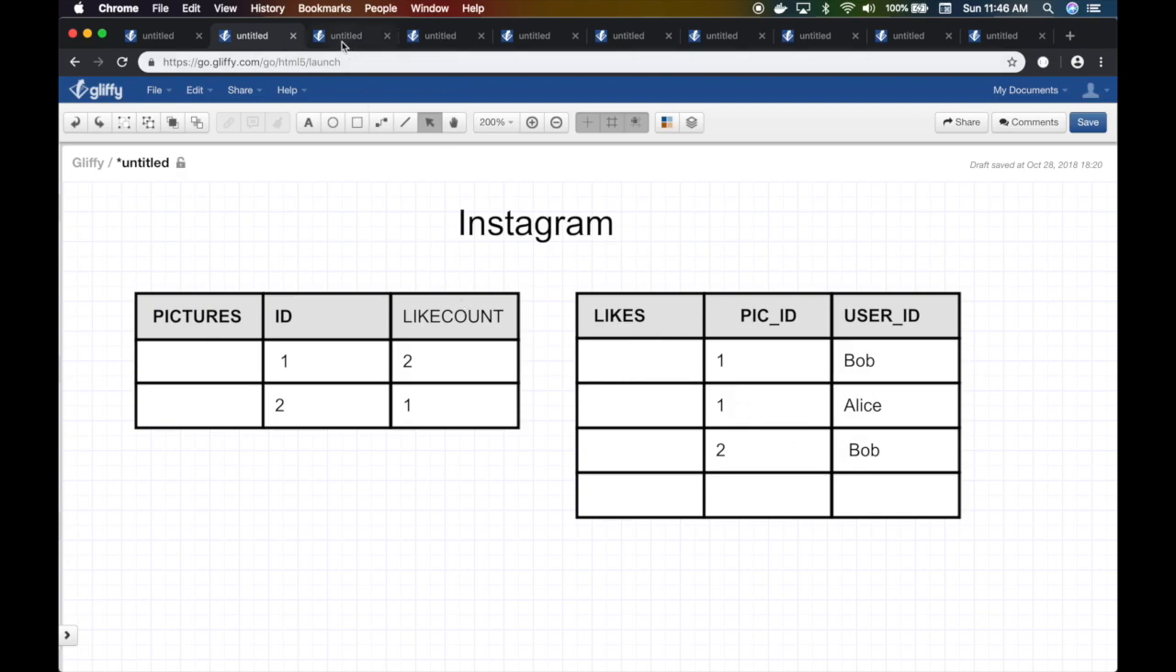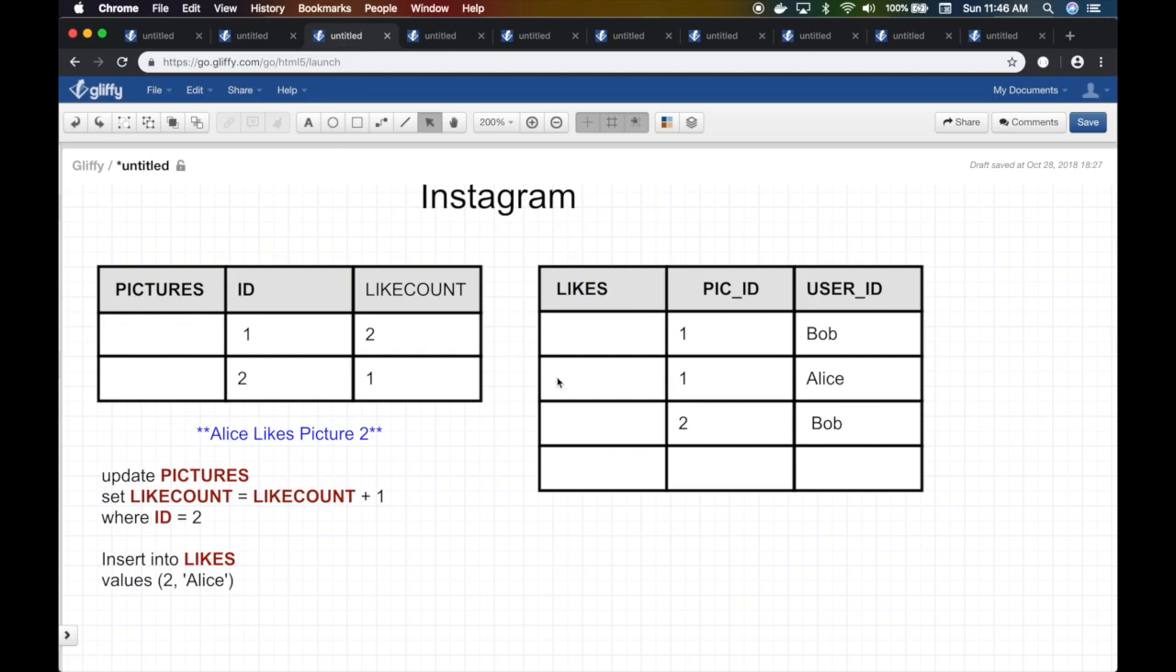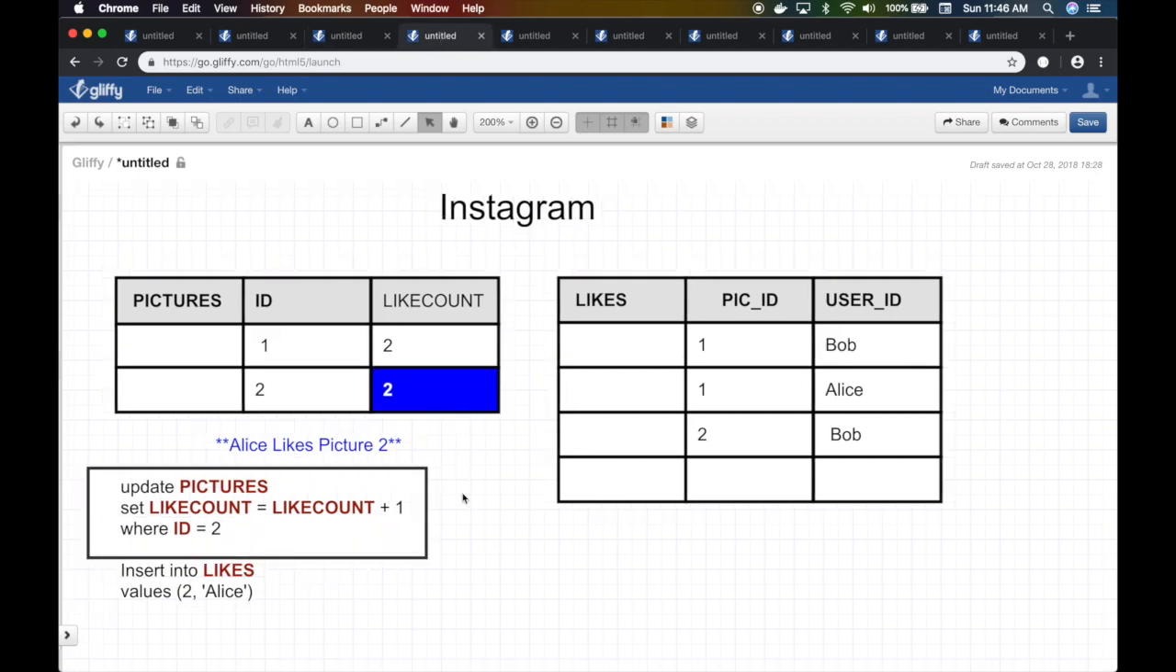Well, let's jump into an example. Alice wants to like picture 2. So Alice likes picture 2. What happens behind the scenes, really? A like is actually a transaction which consists of 2 SQL statements. The first one updates the pictures table and increases the likes where the ID is equal to that picture. So go ahead and increase that. And then the second one inserts a row in the likes table with the picture ID and the name of the user that is liking this picture. Simple stuff.